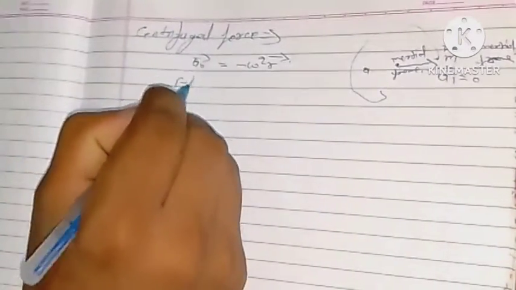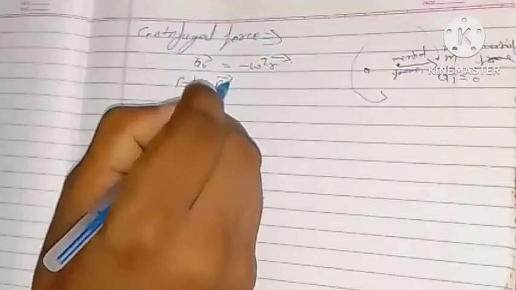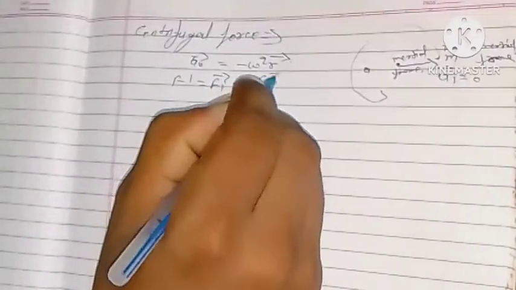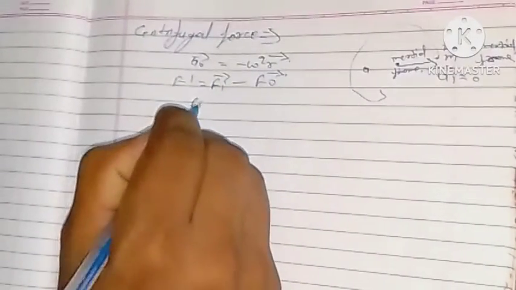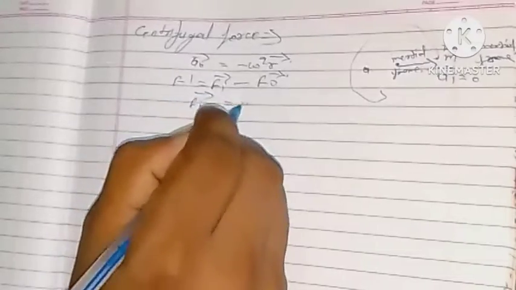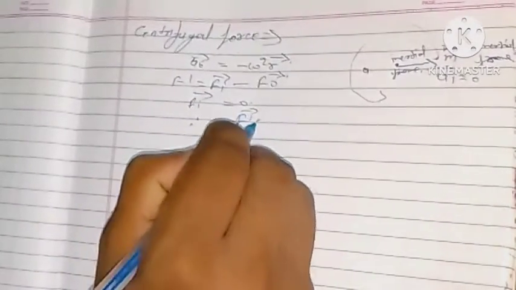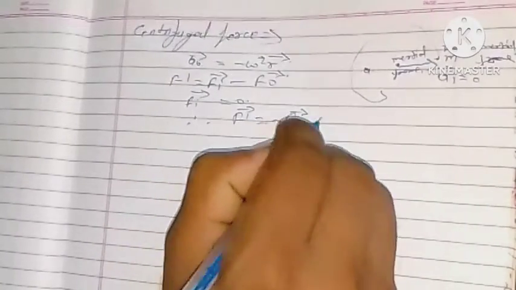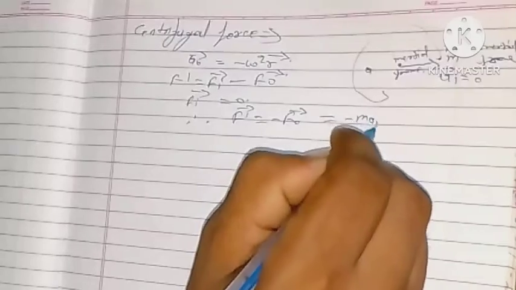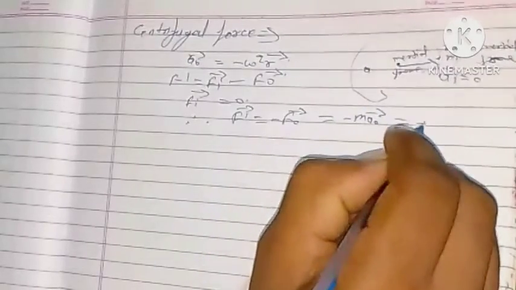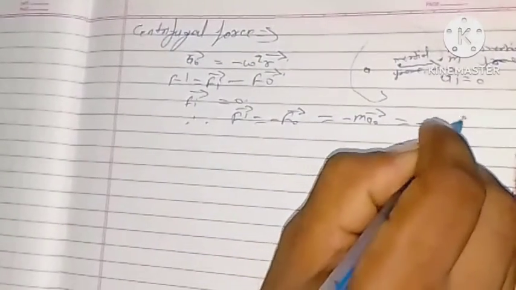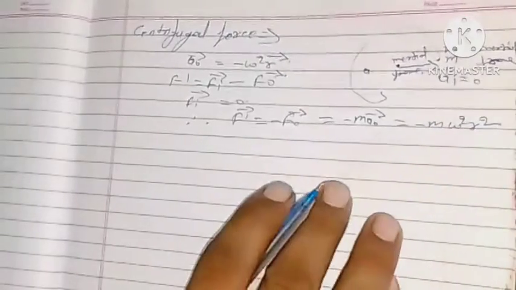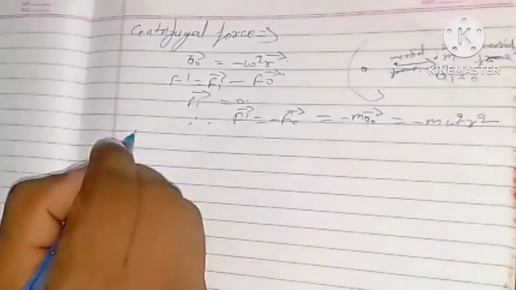Now F dash equal to F_i vector minus F_0 vector equal to 0. So F dash vector equal to minus F_0 vector equal to minus m a_0 vector equal to m omega square r vector. Example.